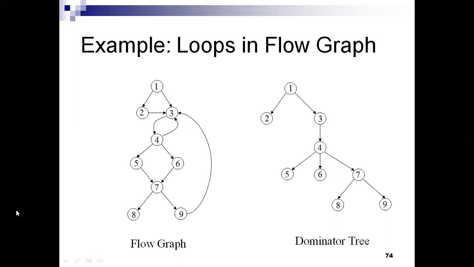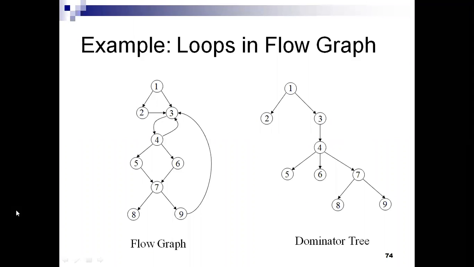And here, one can see node 2 dominates no node, and coming to node 3, it dominates 4, 5, 6, 7, 8, 9. And coming to node 4, it dominates 5, 6, 7, 8, 9. Right, and 5 does not dominate any node, and 6 dominates no node. And coming to node 7, it dominates 8 and 9.